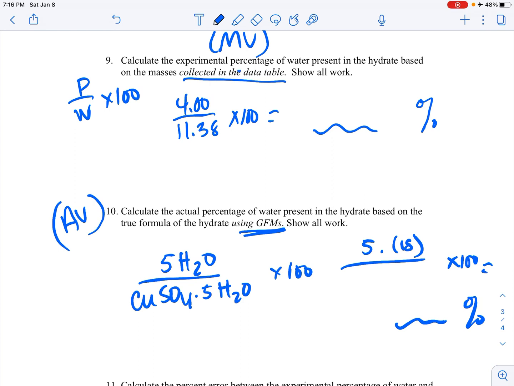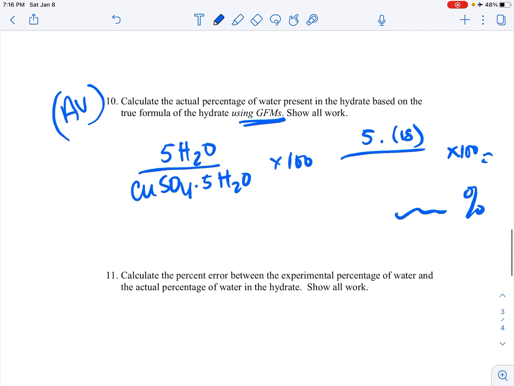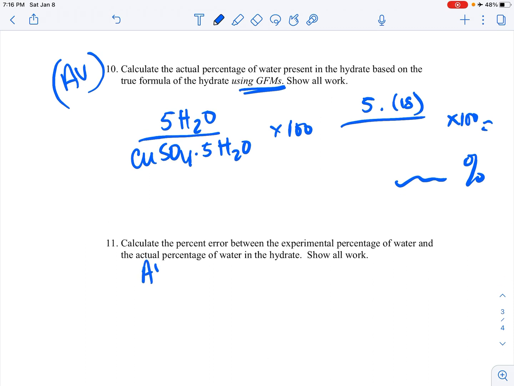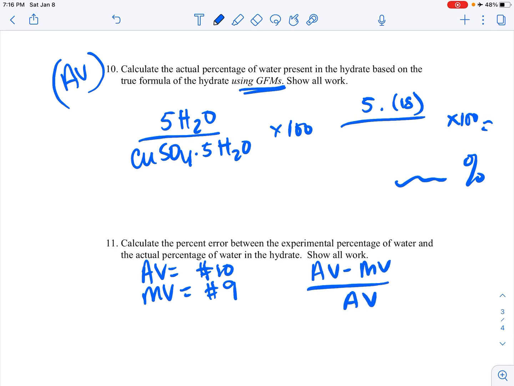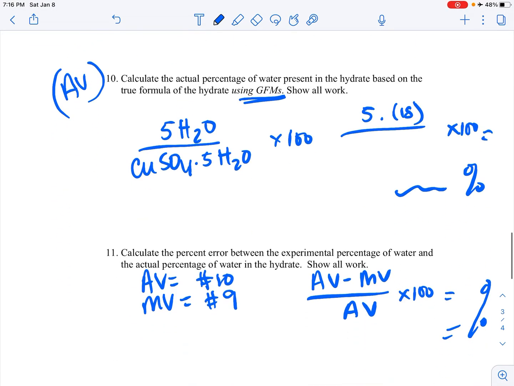This is what you got in the lab. Question 11 says calculate your percent error between the two. So your actual value is your answer for number 10. Your measured value is your answer from number 9. And you're going to do percent error. And if you get a negative, you need to just make it positive. And I don't really care about sig figs for that.